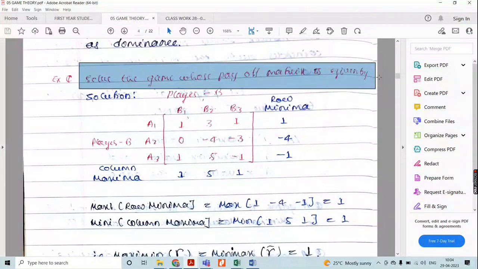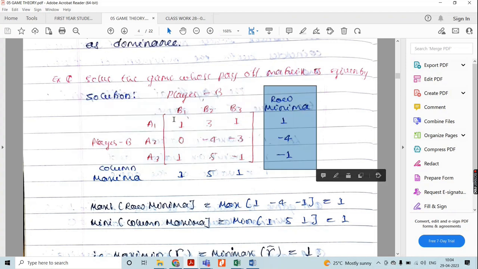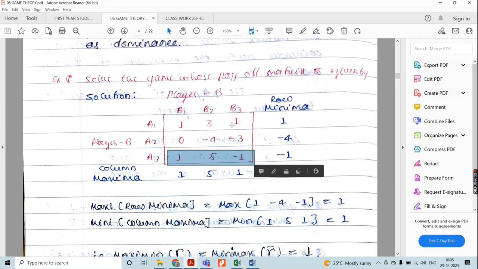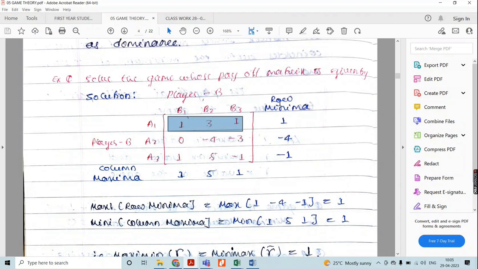Solve the game whose payoff matrix is given, with player A and player B. What you need to identify is to use the max-min and min-max principle. First, identify the row minima. This is the first row, next the second row, then the third row. Among the elements, what is the minimum value in each row? In this row, the minimum value is -1. In the second row, it is -4. In the first row, it is 1.